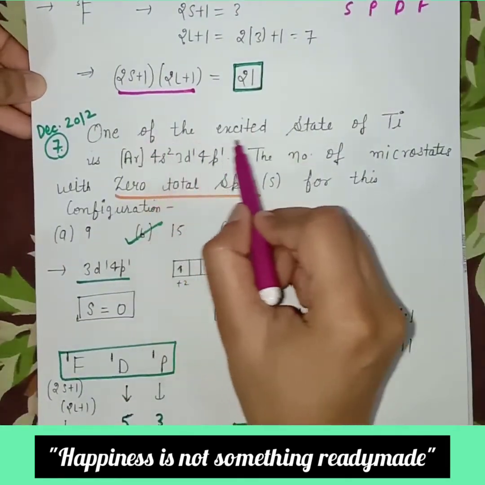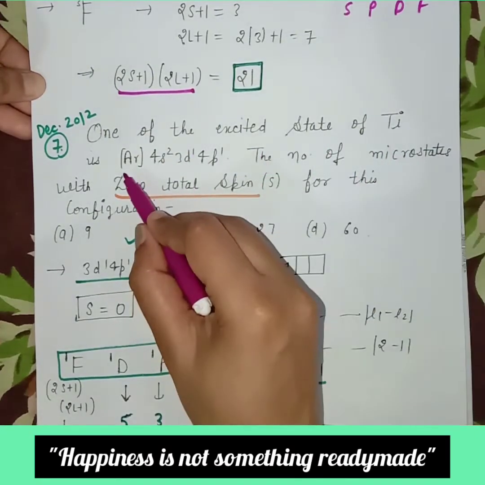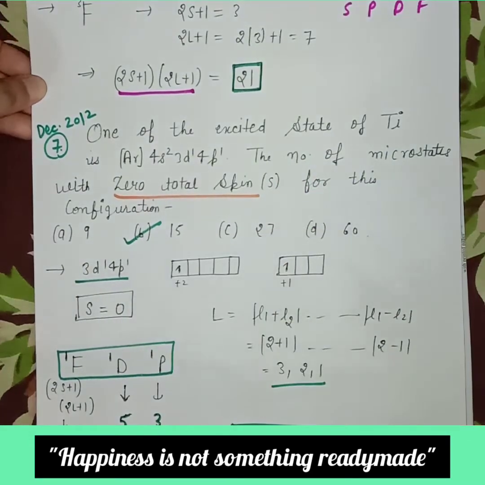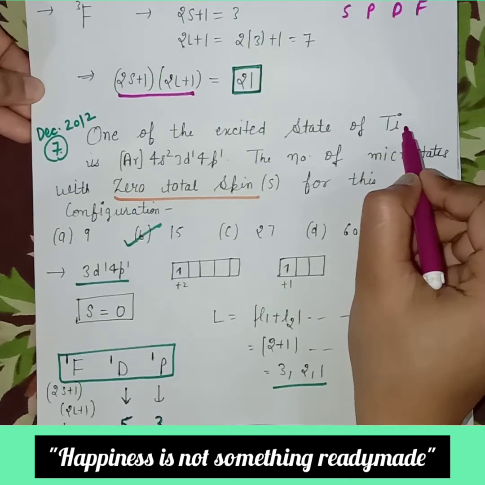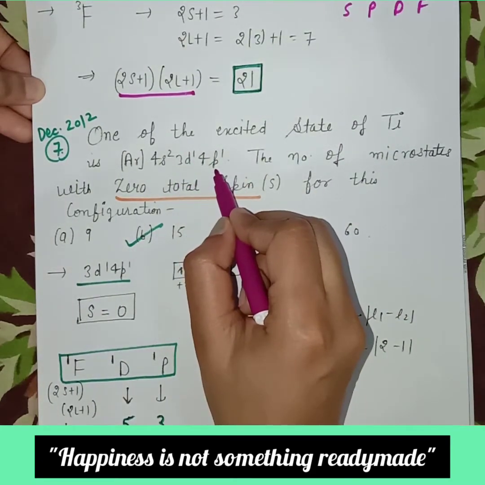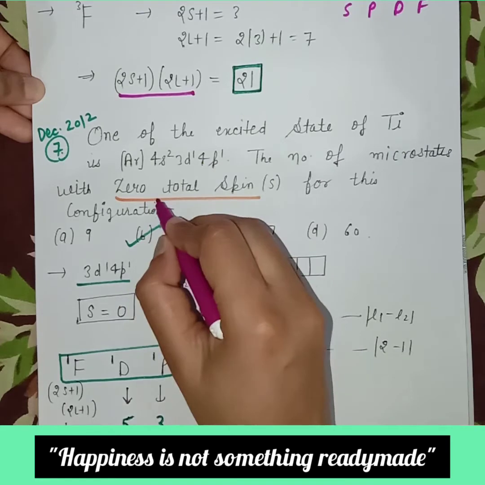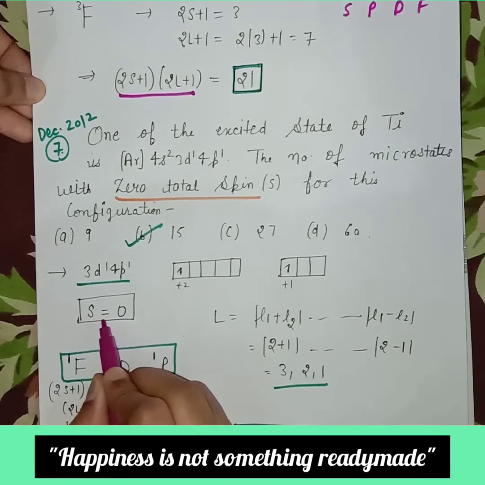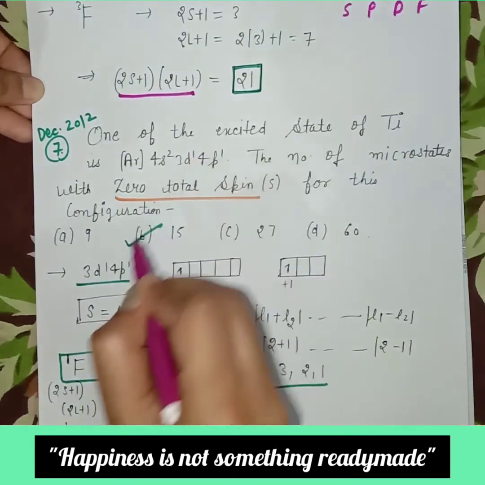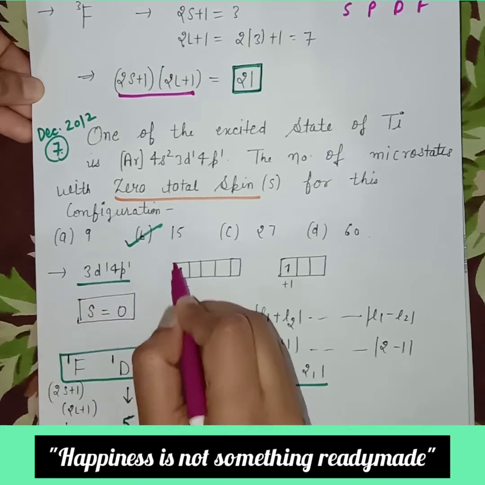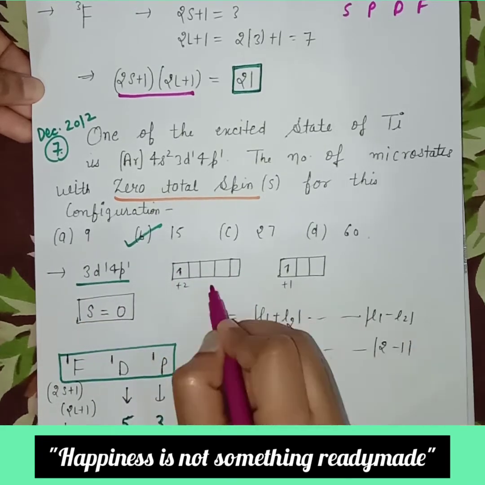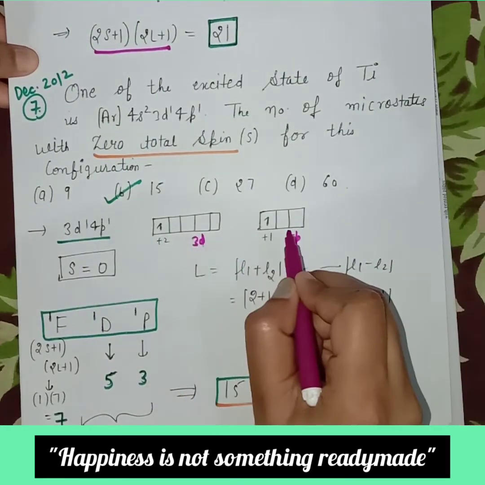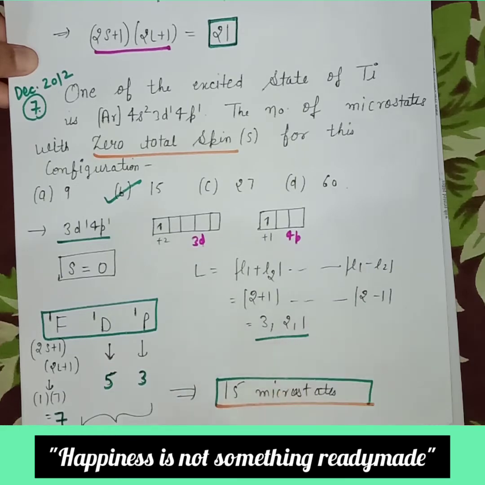Next, one of the excited states of Ti is this, and we need the number of microstates with 0 total spin for this configuration. Now look carefully. For titanium, we have the electronic configuration of the excited state. If we have 0 total spin, then it is clear that the value of S is equal to 0. This is the excited state configuration. Put 3d1, 1 electron in 3d and 1 in 4p.